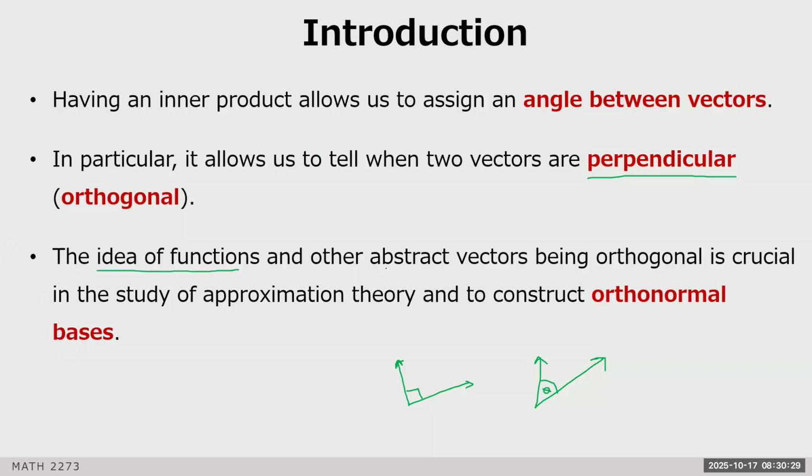So the idea of functions and other abstract vectors being orthogonal or perpendicular is crucial in the study of approximation theory and to construct orthonormal bases. So this is one of the main uses of it. We're going to head towards something called an orthonormal basis. It's a basis for the vector space, but the vectors now have a special sort of property, right? And we'll unpack what this word orthonormal means in a bit.